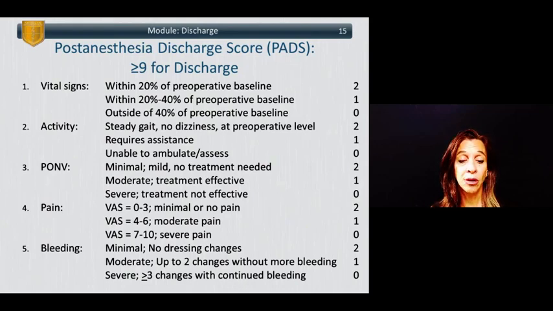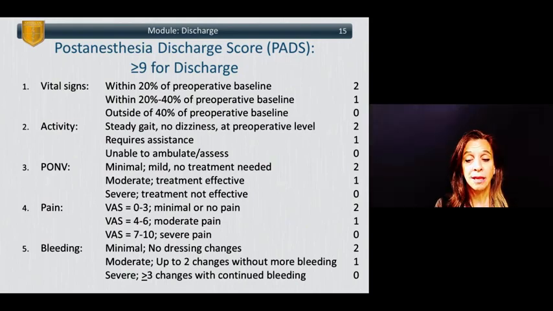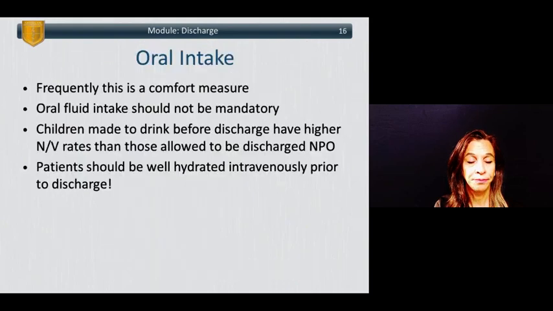Bleeding has to be minimal to get the full 2 points, and minimal is no dressing changes. If they have moderate bleeding, or up to 2 dressing changes without further bleeding, they get a score of 1. And if they have severe bleeding or 3 or more dressing changes, then they get a score of 0. And again, one must have a score of at least a 9 or 10 to be discharged.